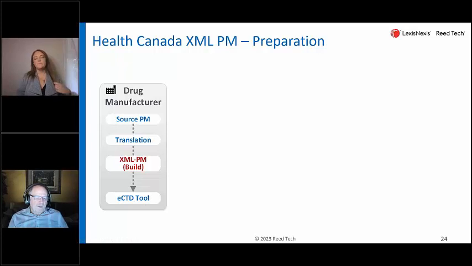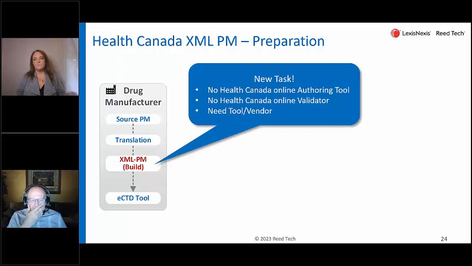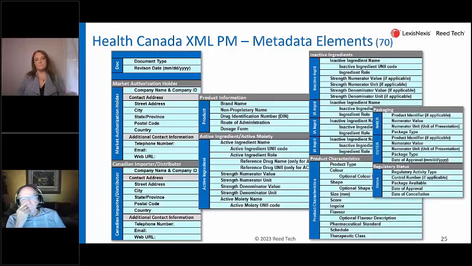Many of you certainly already have the eCTD tool submission capabilities. But this task is new, and I just wanted to highlight what we refer to. There's no Health Canada provided online authoring tool or a validator. So that becomes a little bit of a challenge when you start creating this document. And what are the particular things that you need to collect? So let's take a look at some of the metadata. Now, this is not a section in the current product monograph.